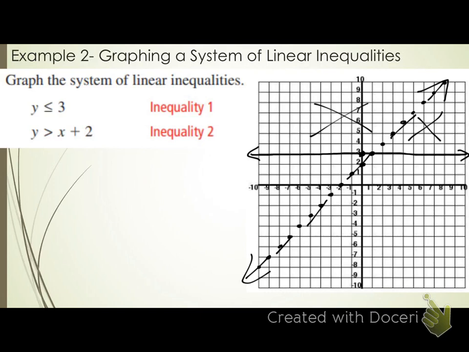Okay, now I need to look at the other line. Y is greater than x plus 2. Is greater than, would that be shading above or below this line? Above. So would I be shading anything below it? No, so I can eliminate both sections below it. That one's already eliminated, but I can eliminate this other one below it. Do I have a section left? Yeah, that's my solution.